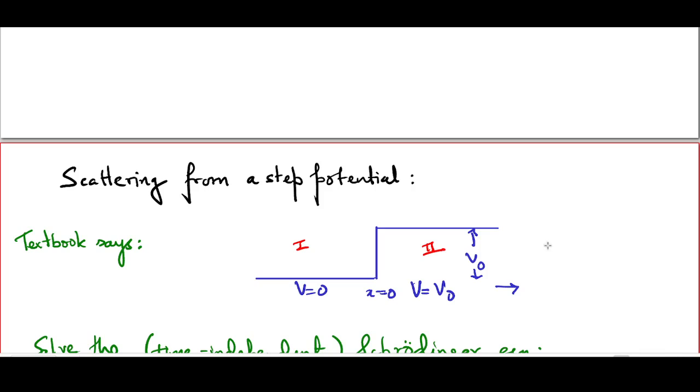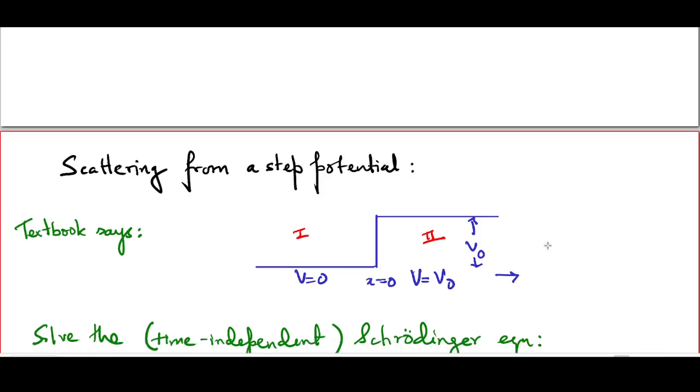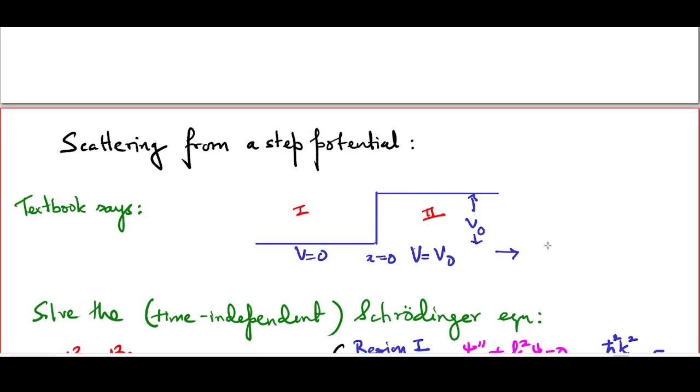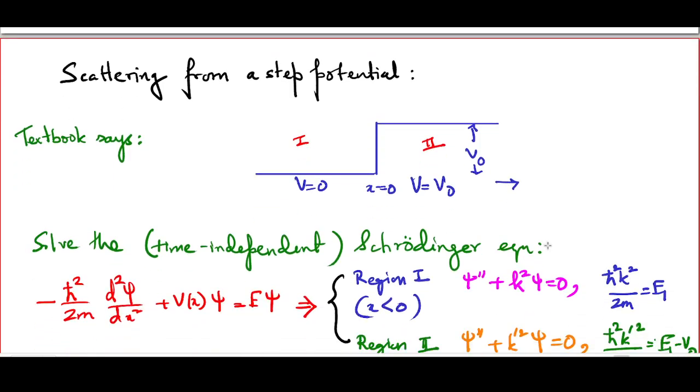Now, the way in which this is solved in our first course is the following. You solve the time-independent Schroedinger equation, which of course is, as you all know, minus h cross square by twice m d2 psi dx2 plus V of x psi equals E psi. This is of course the equation for any time-independent potential in one dimension.